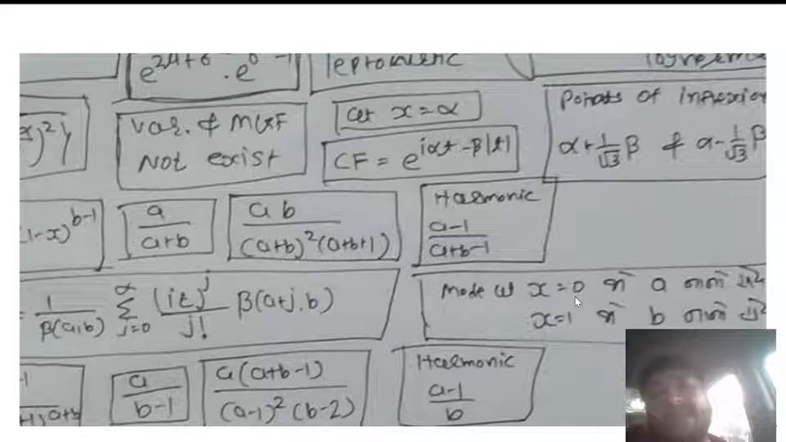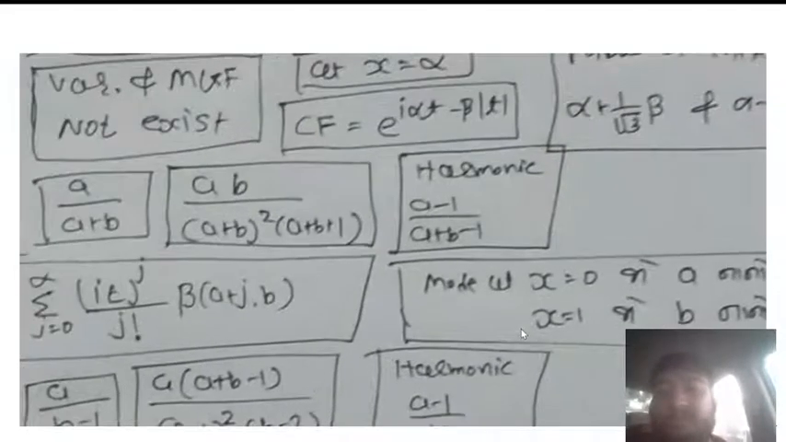Mode will be at every point x in the beta distribution. If a is equal to 1 and b is greater than 1, then where will the mode be? Mode will be at x equal to 0, as a is smaller than b. So just remember, when a is smaller, the mode will be at x equal to 0. When b is smaller, the mode will be at x equal to 1.